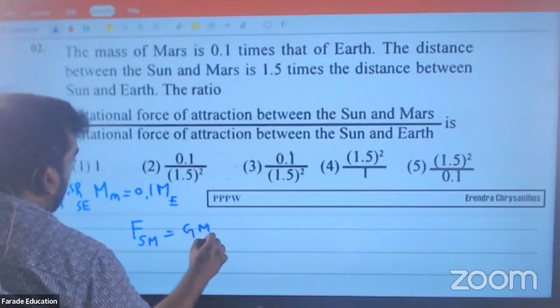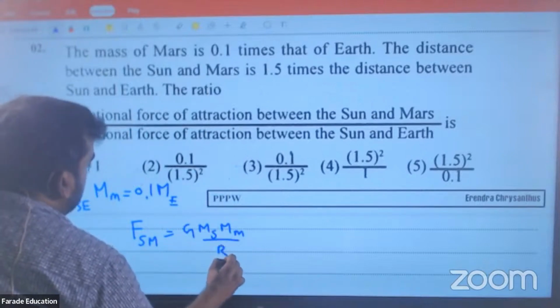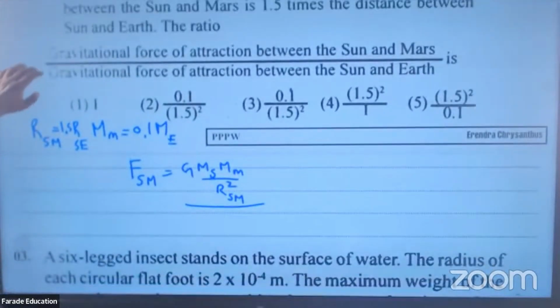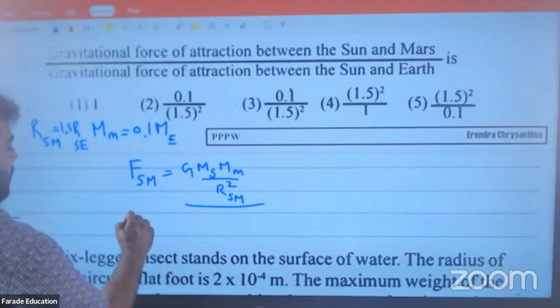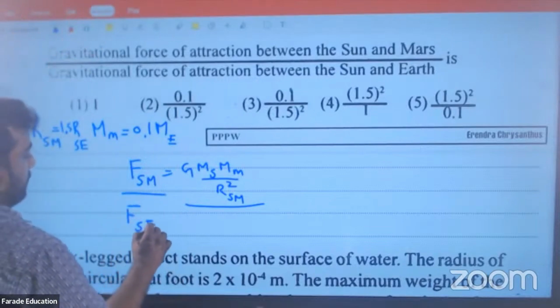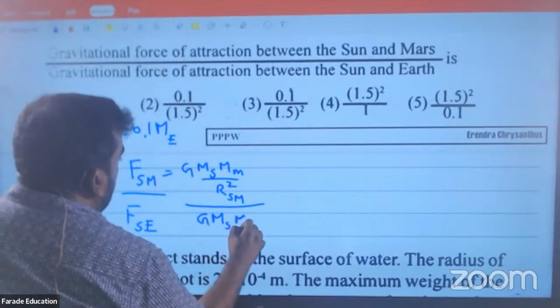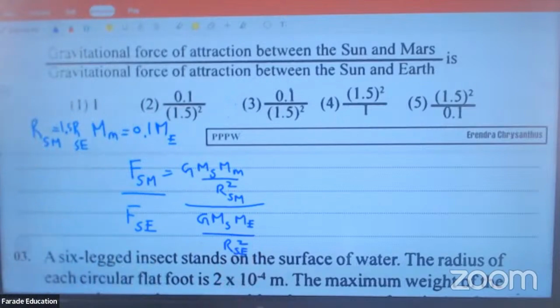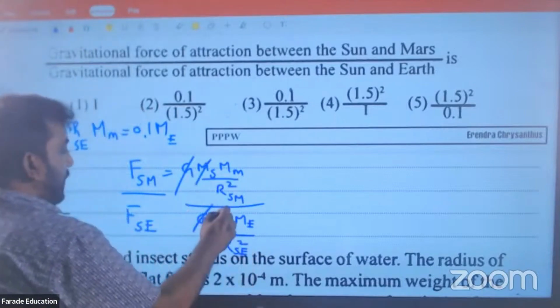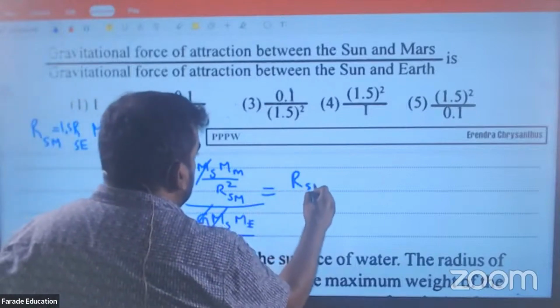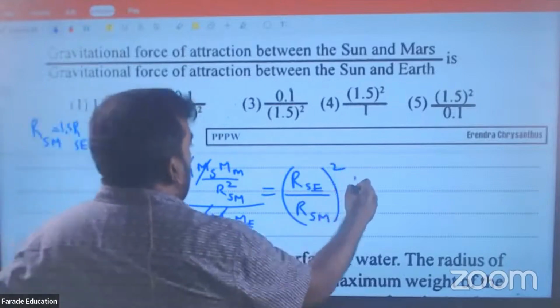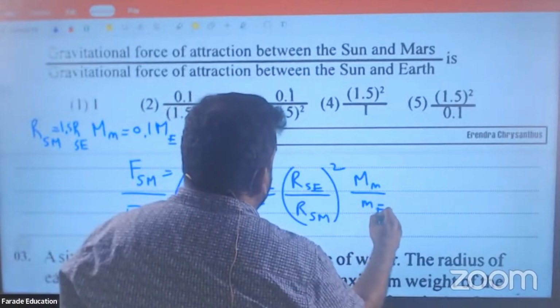Gravitational force between Sun and Mars is capital G, mass of Sun, mass of Mars, divided by the distance between Sun and Mars, whole thing squared, divided by the gravitational force between Sun and Earth, which is G, mass of Sun, mass of Earth, divided by the distance between Sun and Earth, whole thing squared. Simplify this. G and mass of Sun cancel off. Distance between the Sun and the Earth over distance between Sun and Mars, whole thing squared, times mass of Mars divided by mass of Earth.